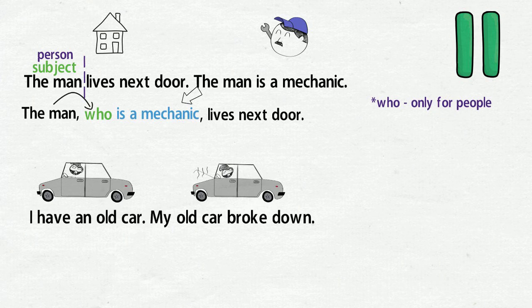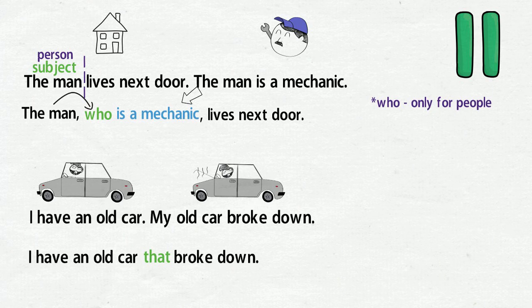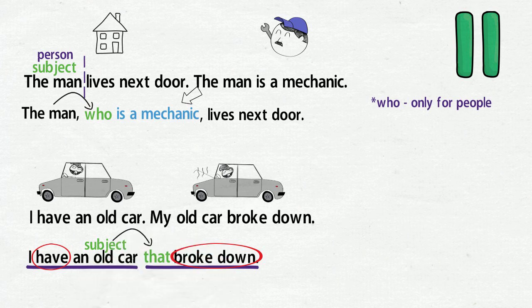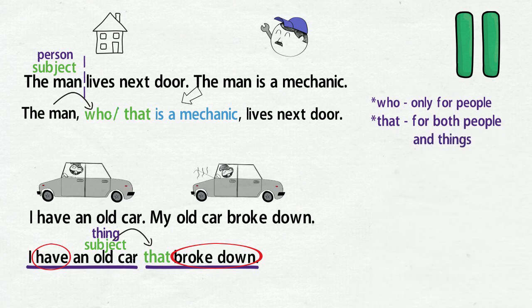In the second example, we have I have an old car that broke down. And here we have the same situation again. 2 sentences were turned into 2 clauses. There are 2 verbs, and instead of repeating the car twice, we replace the second one with that. By the way, we use that for things, but also for people. That means that if you want, you can replace who with that, but not vice versa.